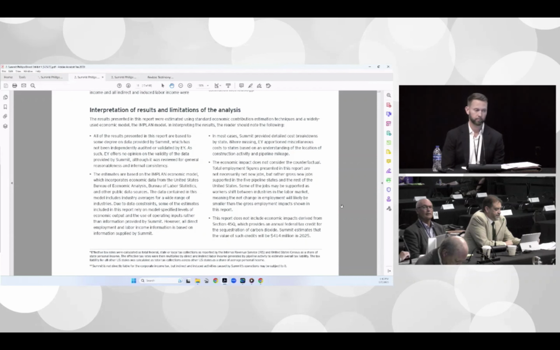Elsewhere here on page 17, you say that total employment figures presented in this report are not necessarily net new jobs, and that the net change in employment will likely be smaller than the gross employment impacts shown in this report. Why doesn't the report show the net new jobs? We don't have estimates of the net new jobs.